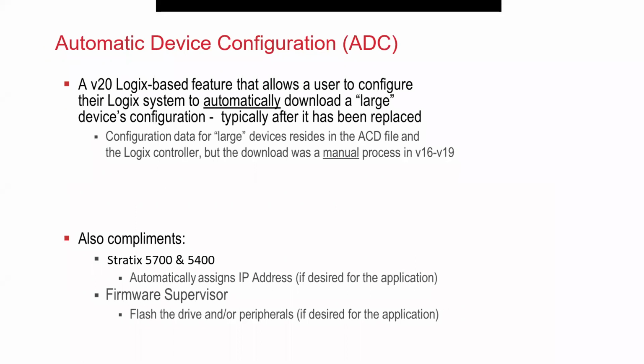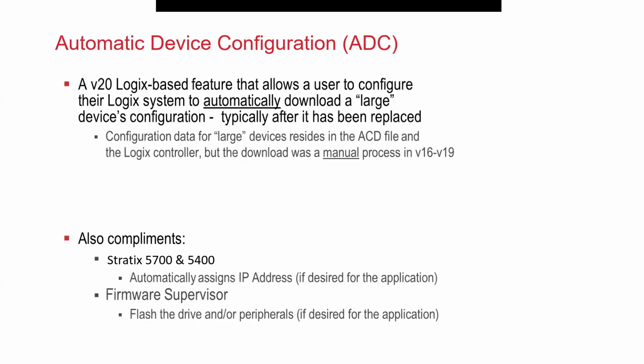So let's dig a little deeper into the ADC. It is a feature that has been available since version 20 of Logix controllers. And you can see here, it basically enables Logix systems to automatically download a large device configuration, typically after it's been replaced. That's really when ADC does shine. And you see there, the configuration data for large devices resides in the ACD file and the Logix controller, in both places, not just on your hard drive. It exists in the controller as well.